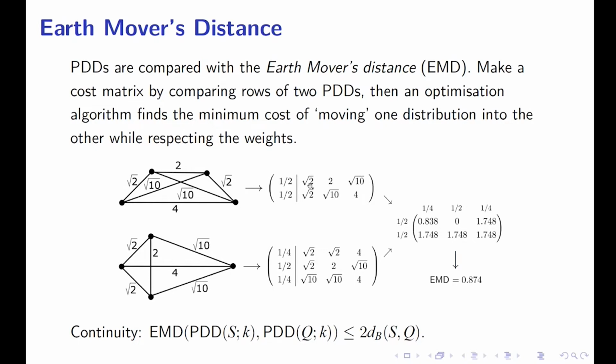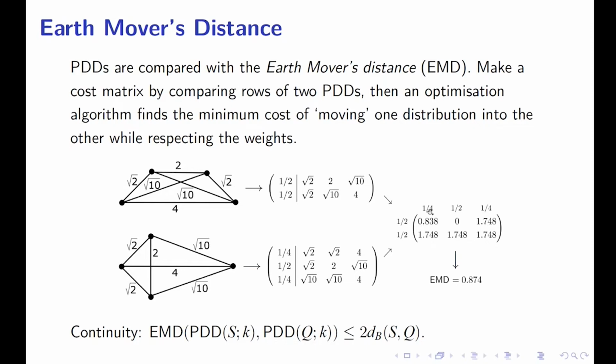So what Earth mover's distance does is it takes 2 PDDs and compares the rows in one to the rows in the other, creating this sort of cost matrix between the rows. So for this finite case, a 2-row PDD and a 3-row PDD ended up with a 2x3 cost matrix. And the weights carry over to the rows and columns. Then Earth mover's distance basically finds the ideal flows between the rows and the columns, or it finds the cost of moving one distribution of rows into the other.